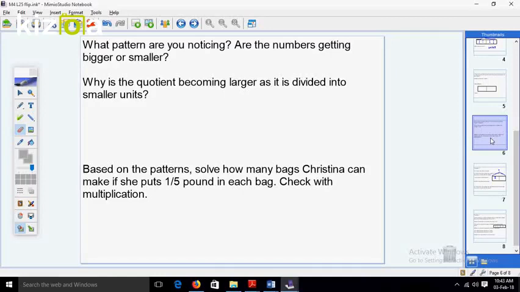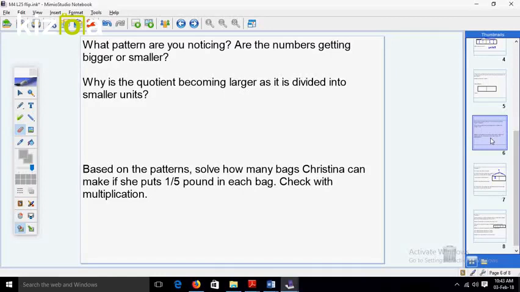Remember, we started with 2 divided by 2, we got 1. 2 divided by 1, we got 2. 2 divided by 1/2, we got 4. 2 divided by 1/3, we got 6. Is it going up or down? It's going up, right? The numbers are getting bigger.